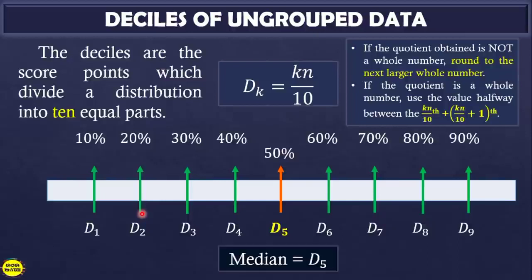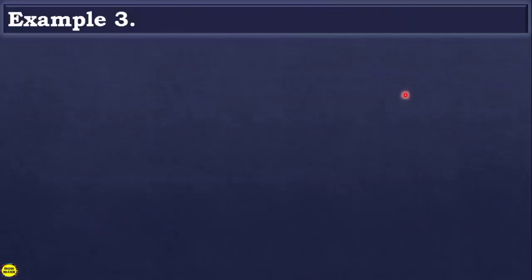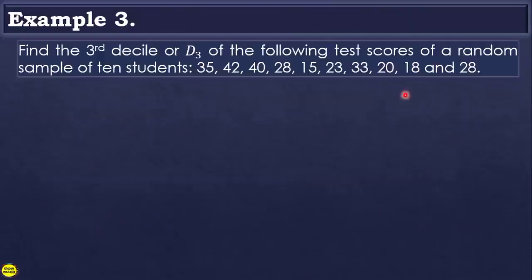So tatandaan na yung fifth decile natin ay equal sa median. Kapag hindi whole number ang na-compute natin, i-round natin to the next larger whole number. Kapag whole number naman ang sagot natin, kunin natin yung halfway nung na-compute natin and yung next position. Okay? So, for example, find the third decile of the following test scores of a random sample of 10 students: 35, 42, 40, 28, 15, 23, 33, 20, 18, and 28.